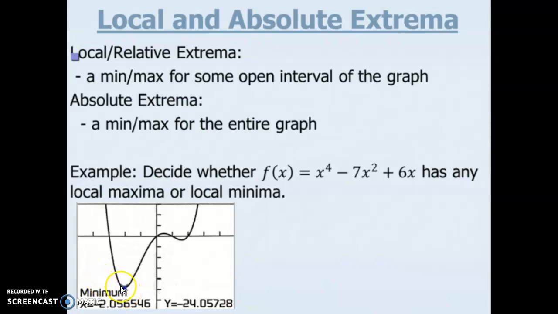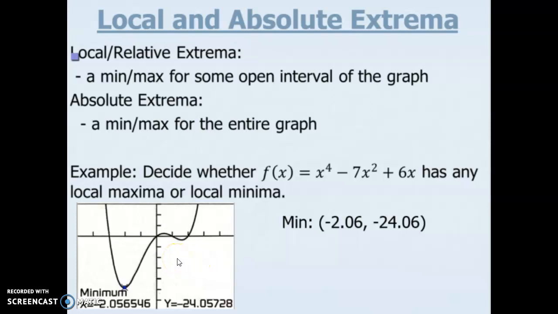Left bound, so move your little blinky cursor a little to the left. Right bound, so move it a little bit to the right. Then guess, get as close as you can to that minimum, and hit enter, and it should give you the exact value. You're going to say that your minimum is at negative 2.06, comma, negative 24.06. Rounding to 2 decimals is fine. You can write them all out, but you do need at least 2 decimals. You should not be rounding all the way to negative 2 and negative 24.